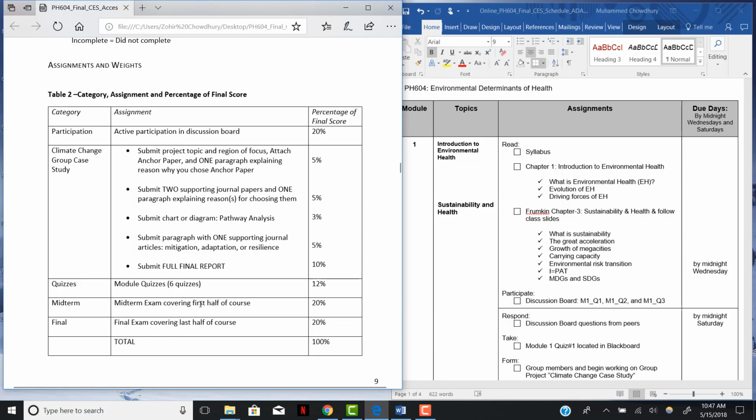The midterm will cover the first part of the material, up until the midterm, and will be worth 20%. And then the final exam will pick up from where the midterm ends, will cover the last half of the course, and will be worth another 20%.